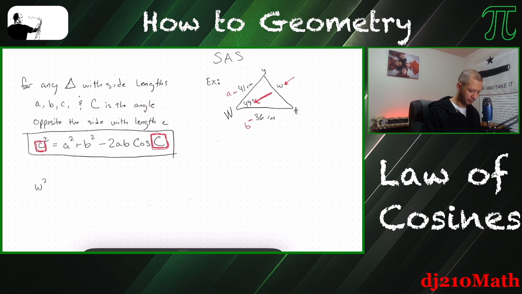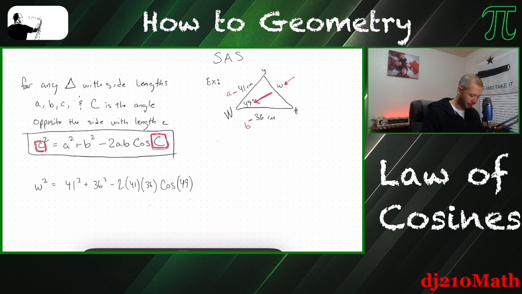So little w squared is equal to a squared, so 41 squared plus 36 squared minus 2a, which is 41, times b, 36, times cosine of big W, which in this case is 49. Like all we did was substitute all of the values, and we want to solve for little w.